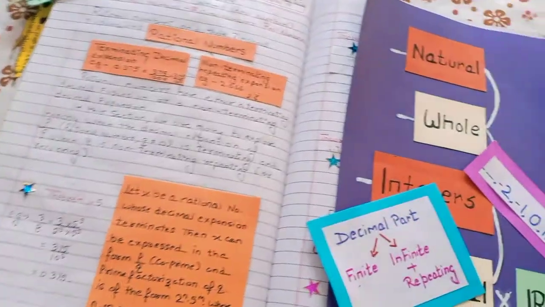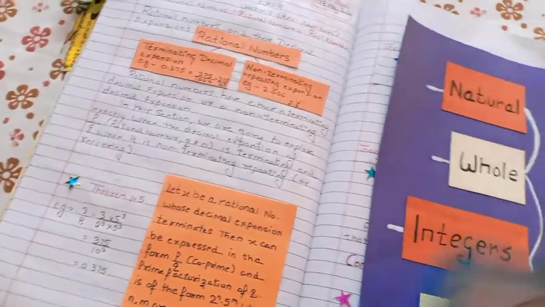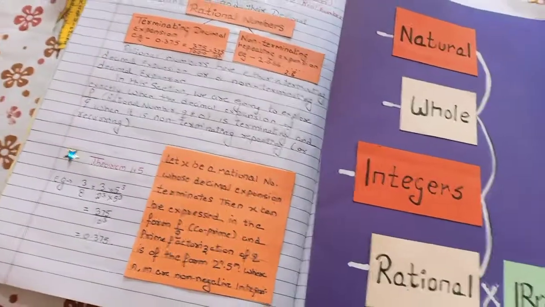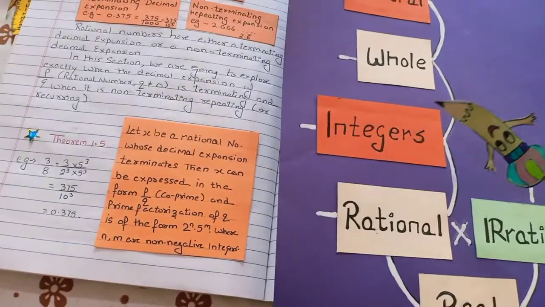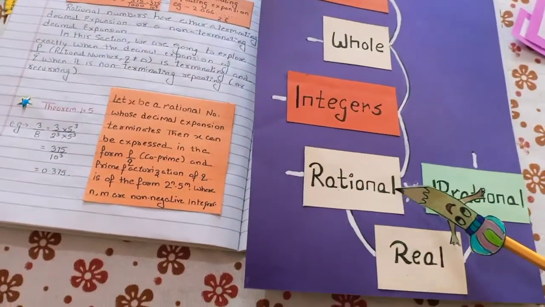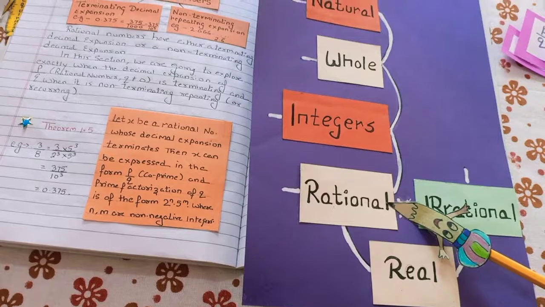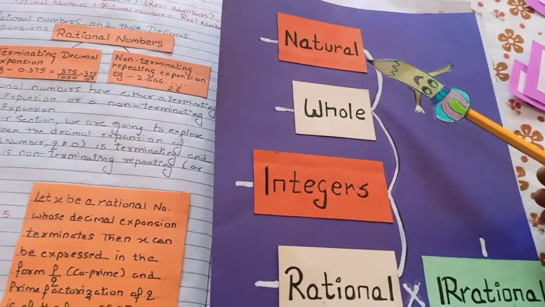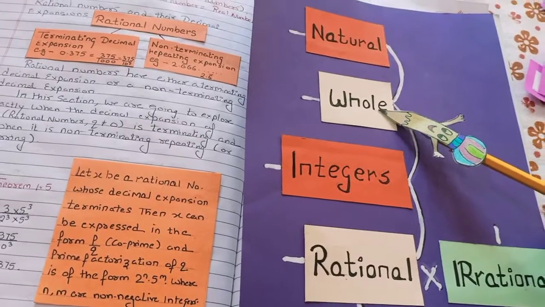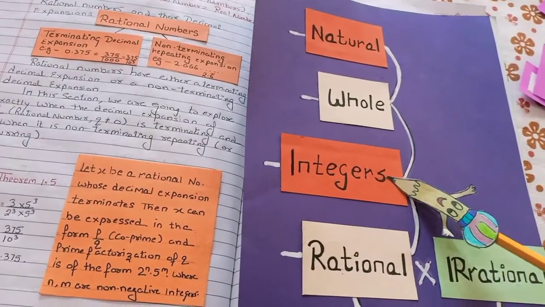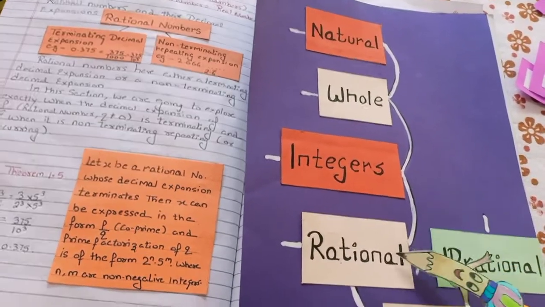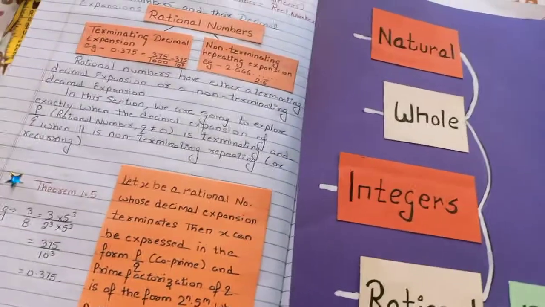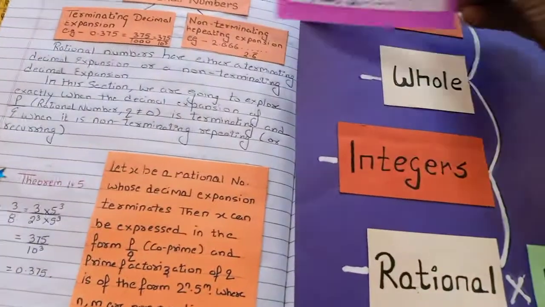Every natural number is a whole number, every whole number is an integer, and every integer is a rational number. I am telling again, every natural number is a whole number, every whole number is in integers, and every integer is in rational numbers. Natural numbers, as you already know, are 1, 2, 3.